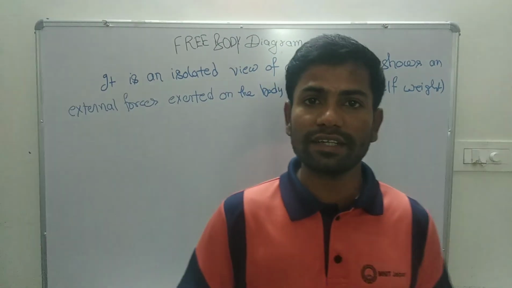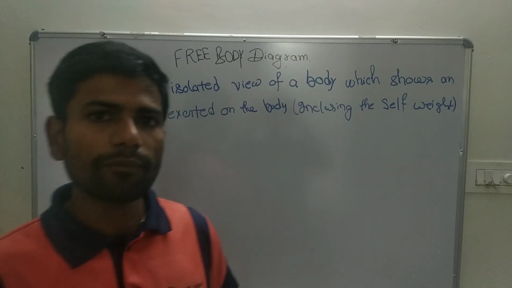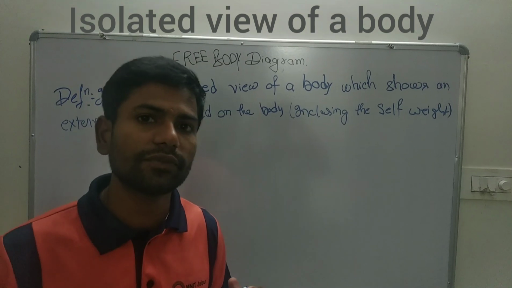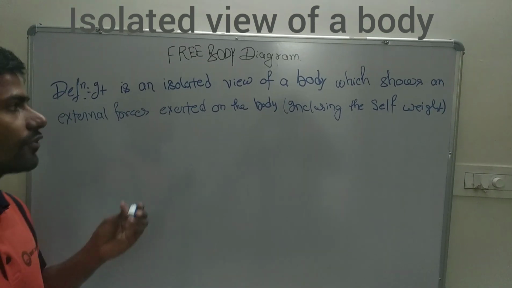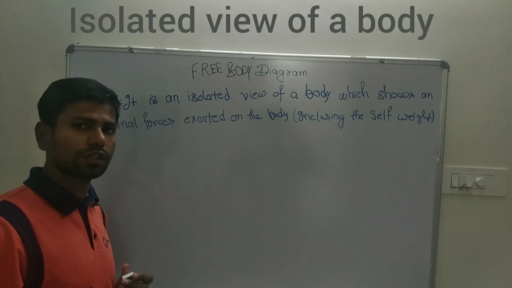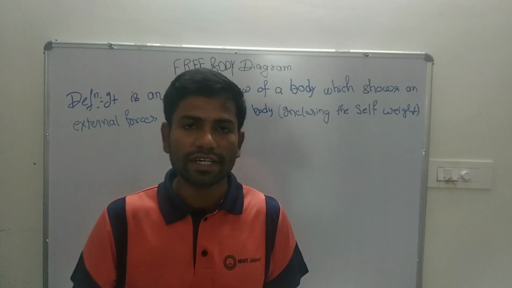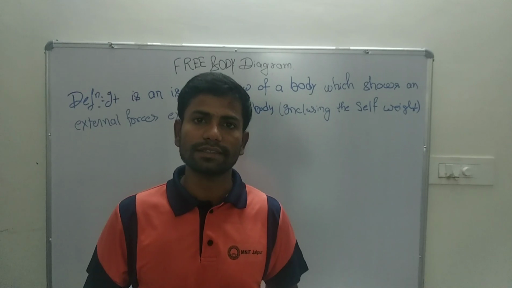First of all, I have written a definition of the free body diagram, you can see on the board. The definition says that it is an isolated view of a body which shows the external forces exerted on the body, including also the self weight. Self weight means the weight due to gravity of any mass.